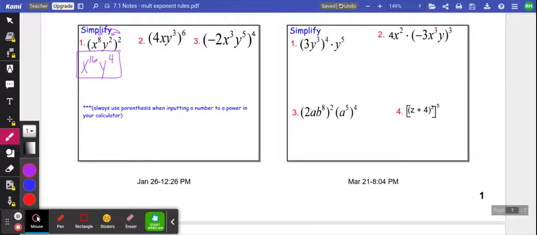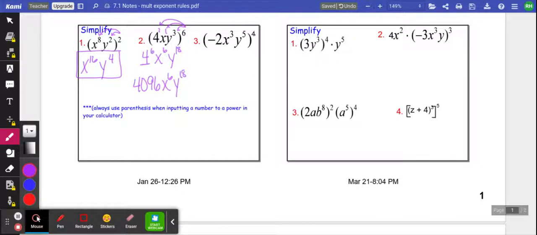Same thing here. 6 is on the outside. 4 and x both have a 1, so I'm going to do 4x and y. This would give me 4 to the 6th, x to the 6th, y to the 18th. And I can type this guy in. So 4 to the 6th is actually 4,096 x to the 6th, y to the 18th.